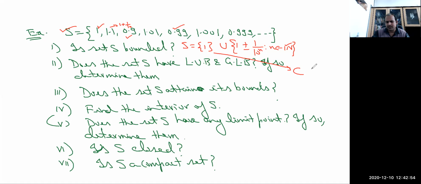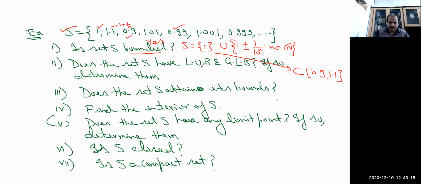So I can write here that this set is contained in 0.9 to 1.1, being contained in a set of finite diameter, or we can say that it has an upper bound. Every real number greater than or equal to 1.1 is its upper bound, and every real number less than or equal to 0.9 is its lower bound. So this set is clearly bounded. So the answer is yes, this set is bounded.